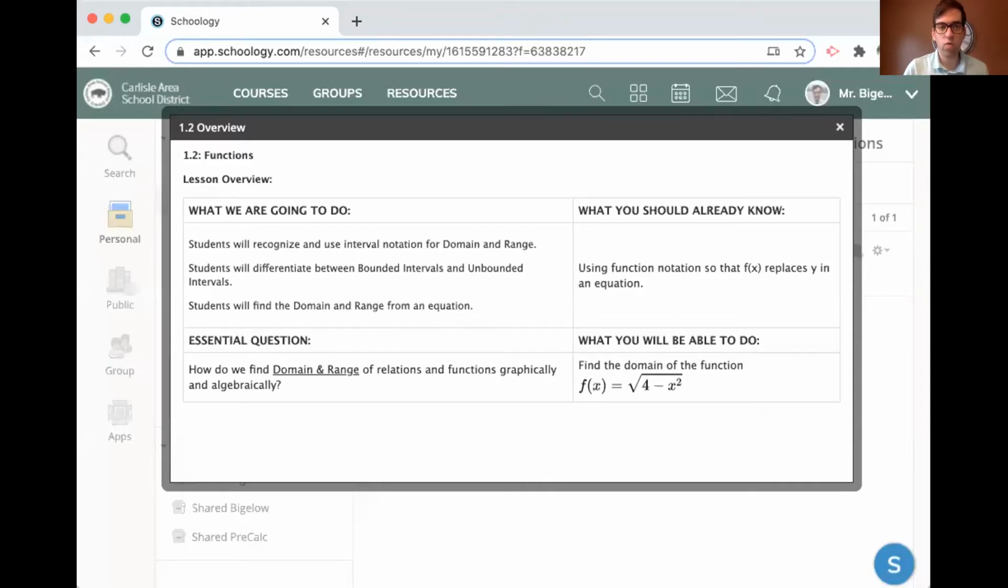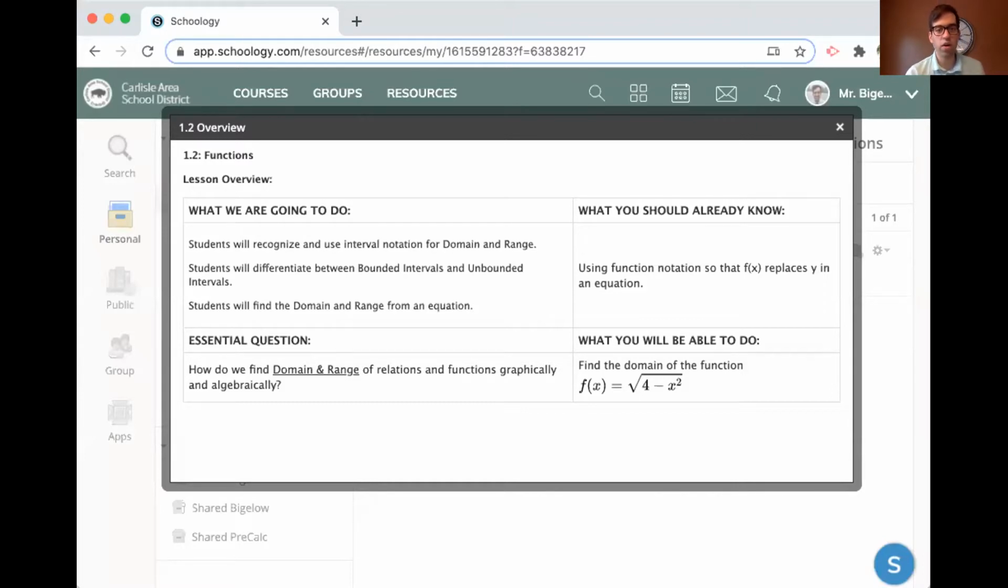All right, everybody. Welcome to lesson 1.2 for Honors Pre-Calculus. This lesson is called Functions. And what we're going to do in this lesson is basically three things. First, students will recognize and use interval notation for domain and range. Students will differentiate between bounded and unbounded intervals. And students will find the domain and range from an equation.